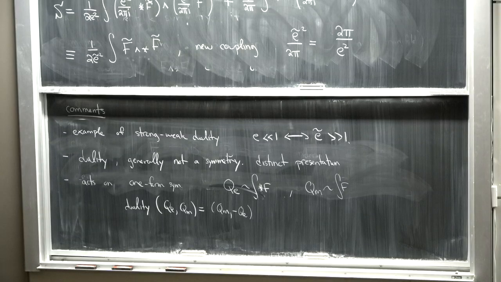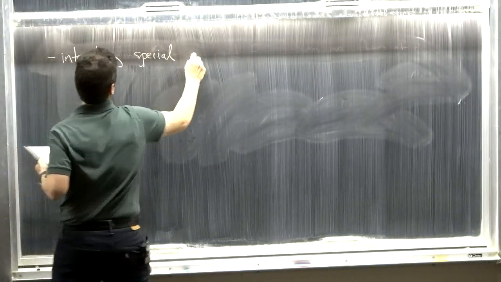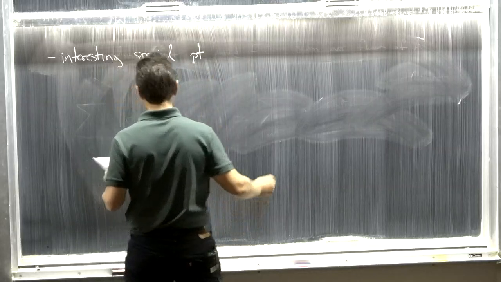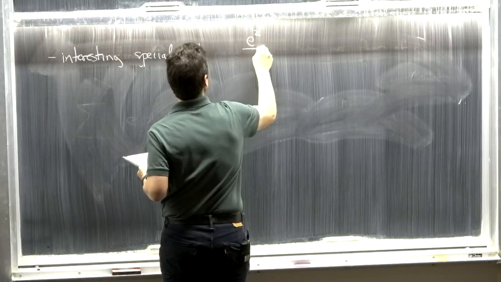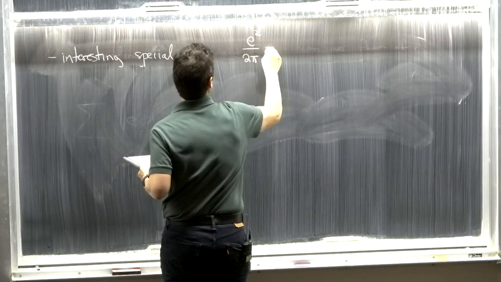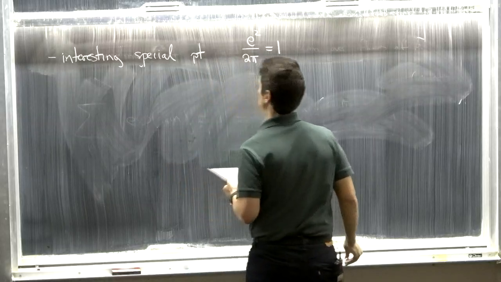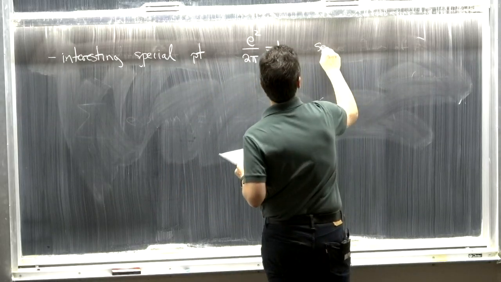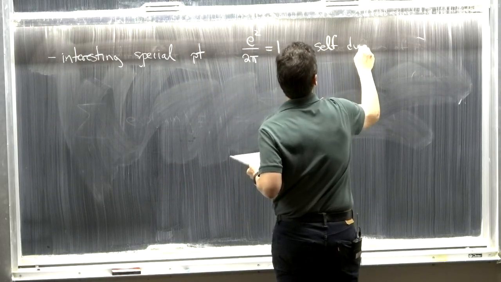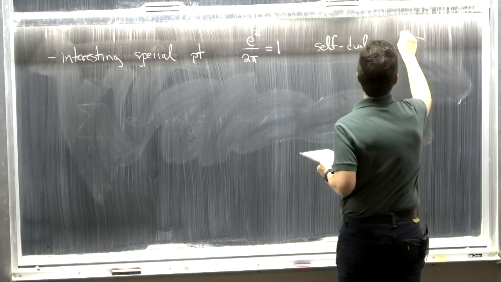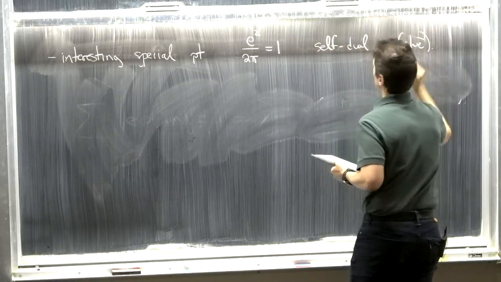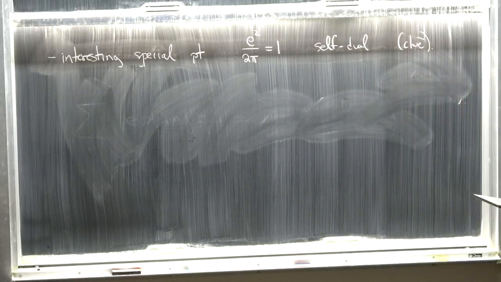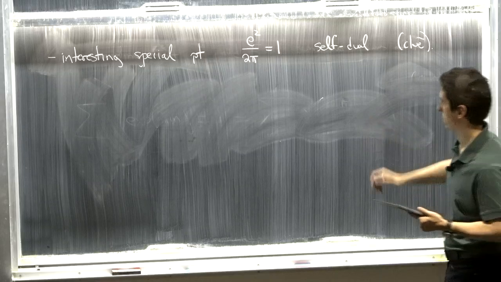There is an interesting special point. This is my last comment. E squared over 2 pi equals 1, which is self-dual. And this will be a clue towards the general structure that we are going to uncover. So keep that in mind.